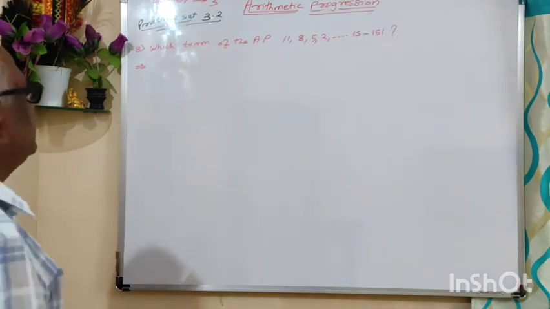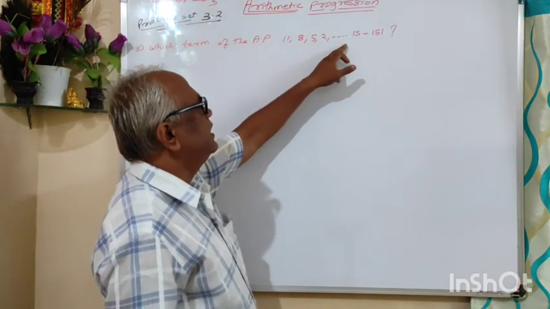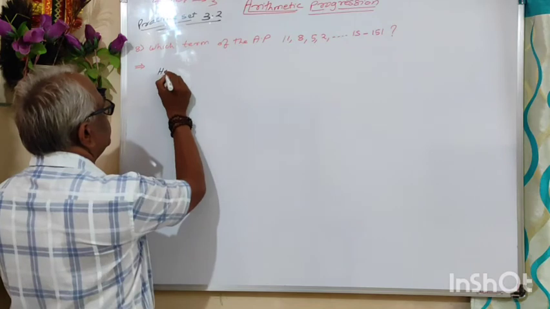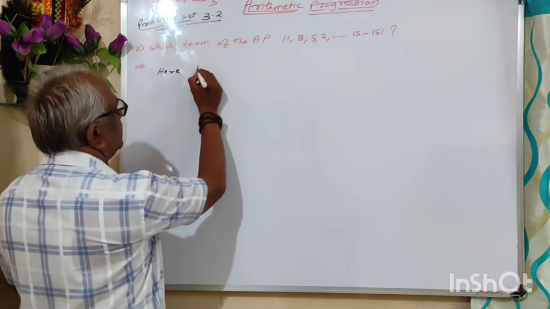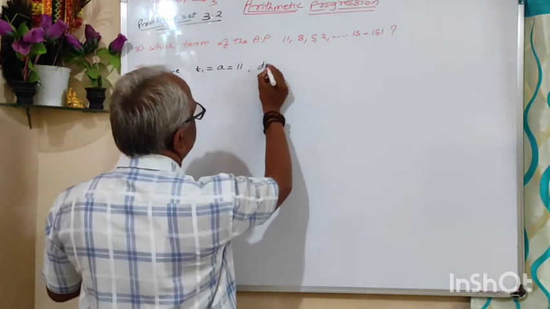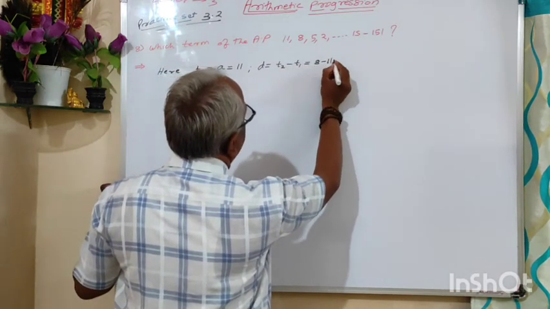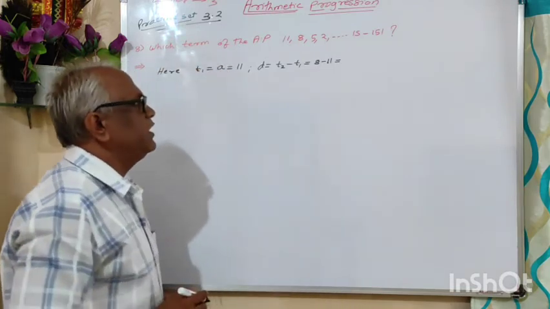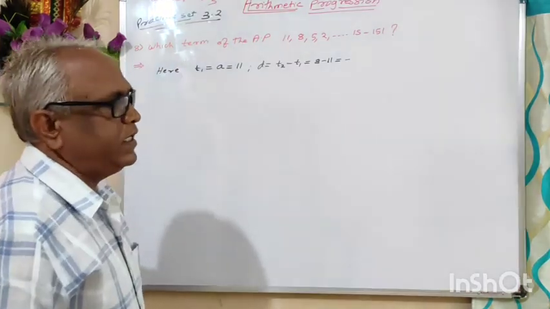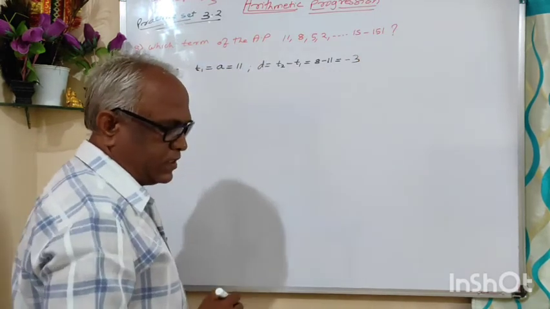Now the 8th example: which term of the arithmetic progression 11, 8, 5, 2, and so on is minus 151? Here T1 is equal to A is equal to 11. Then common difference D is equal to T2 minus T1, which is equal to 8 minus 11. You should subtract it but keep the greater number's sign. The greater number is 11, so minus sign. 11 minus 8 is 3. That is minus 3 you will get there.